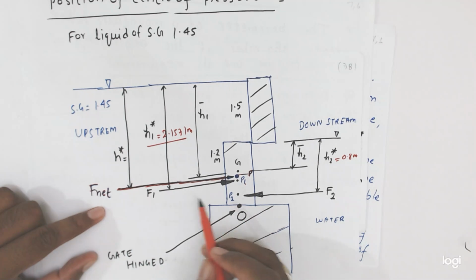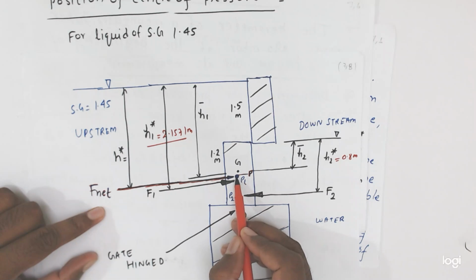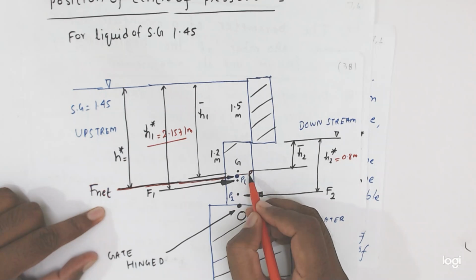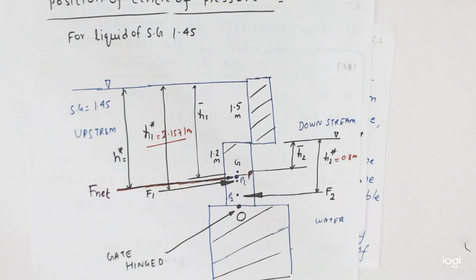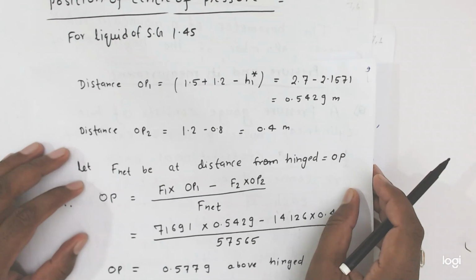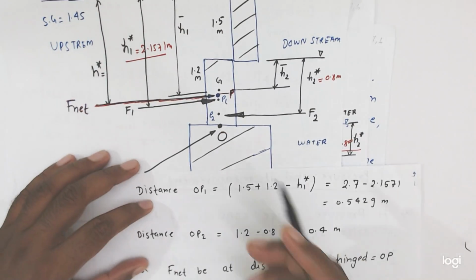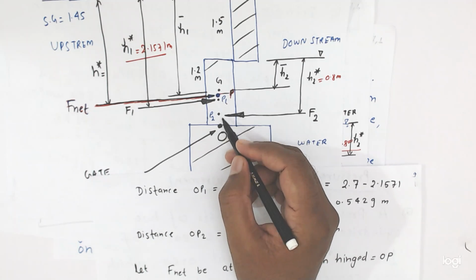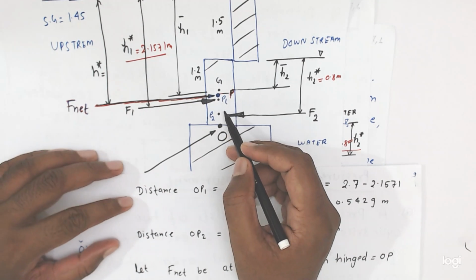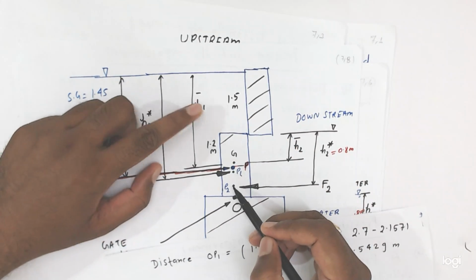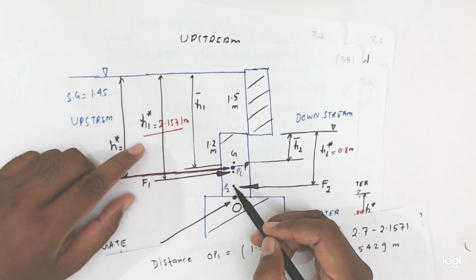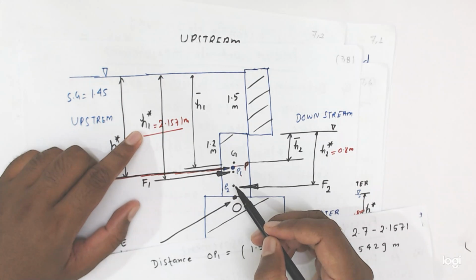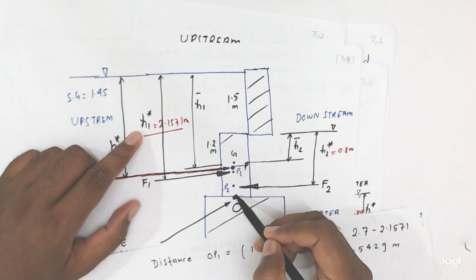Then we are able to calculate. Let this point be P for the resultant force. Okay friends, so this is the point P for the resultant force. Now first we have to calculate the OP1 distance, since it is hinged at point O. OP1 is equal to what, friends? OP1 is equal to total height 1.5 meter plus 1.2 meter minus this H1 star. Then we will get the OP1 value.